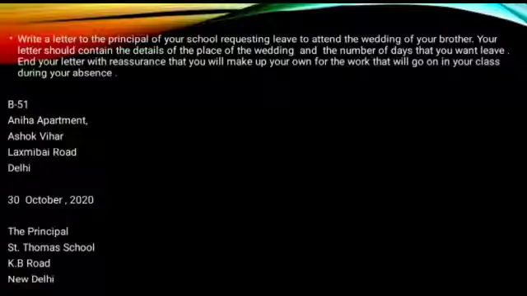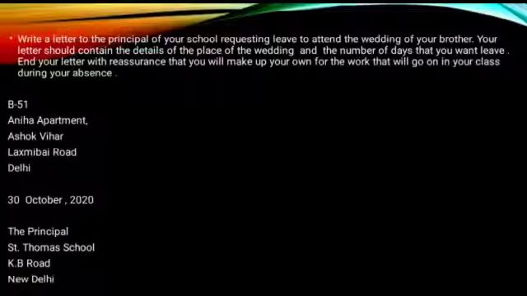In this question, you are asked to write a letter to the principal of your school. The second thing is that your letter should contain the details of the place of the wedding and the number of days you want leave. Then you are asked to end the letter with the reassurance that you will complete your work on your own. Okay? This is the meaning of the question which is asked here.